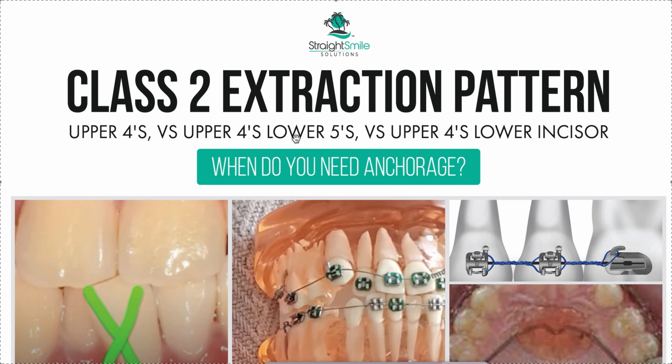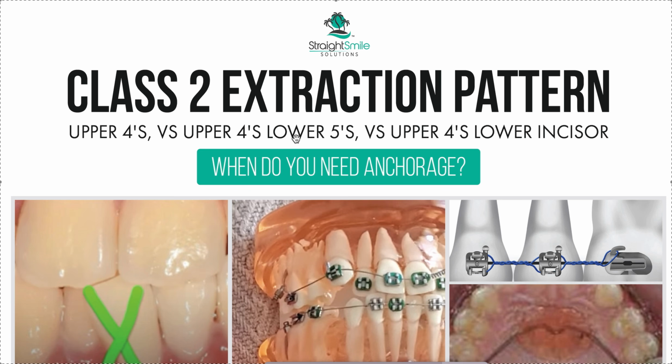Let's say the patient had upper 5's that were bombed out or had root canals and crappy crowns, and we really want to take out all 5's. We can totally do that. That's fine. I mean, I'd rather take out the bad teeth than the good teeth, even if it means it's going to be a more difficult biomechanical movement, or we're going to need more anchorage.